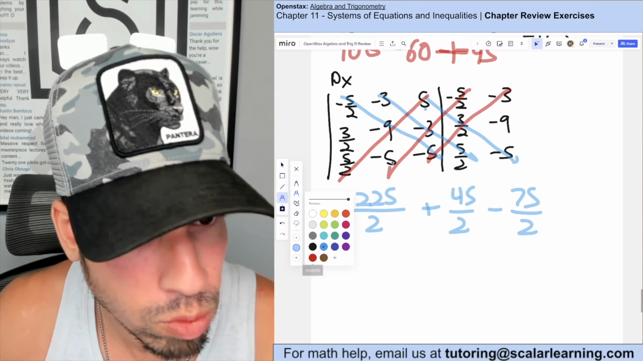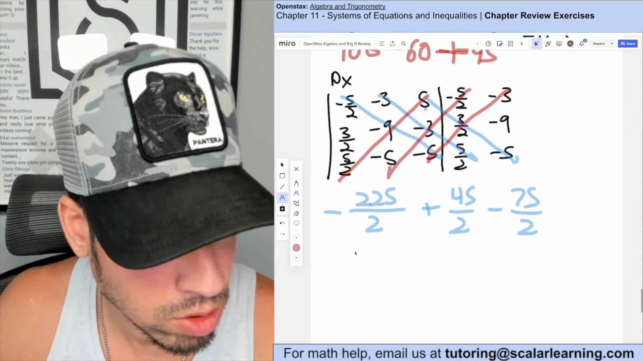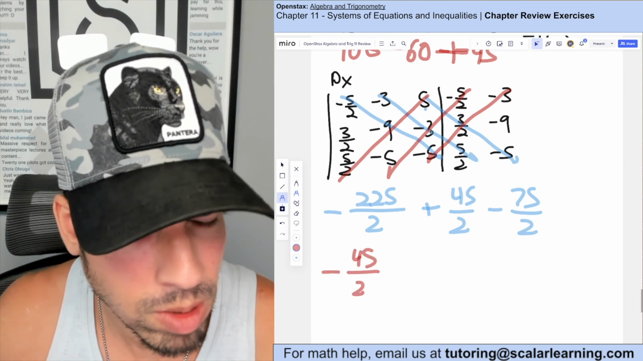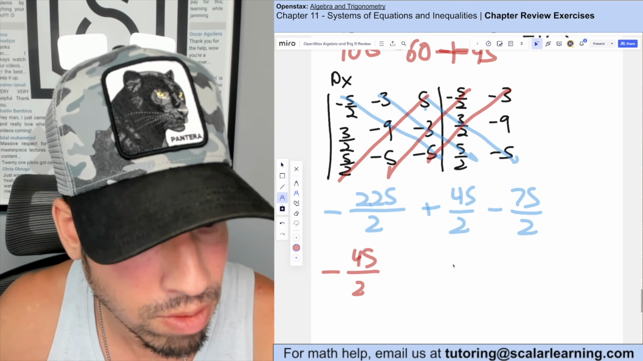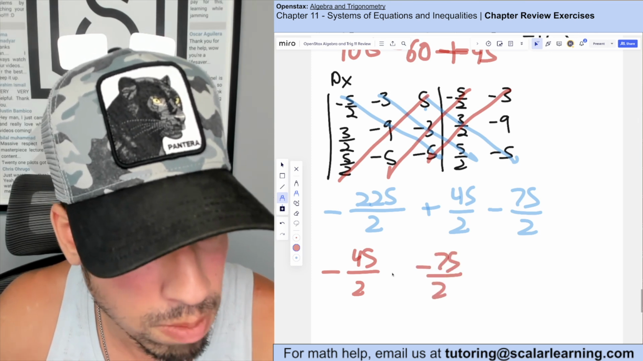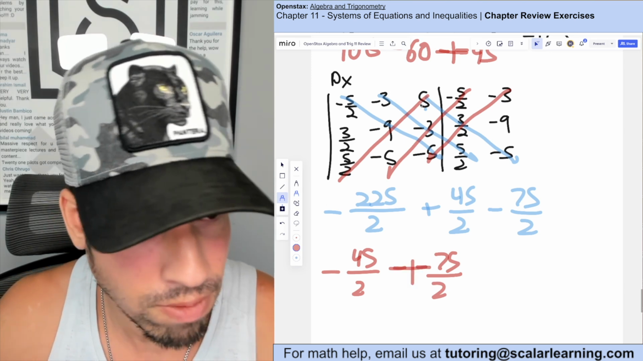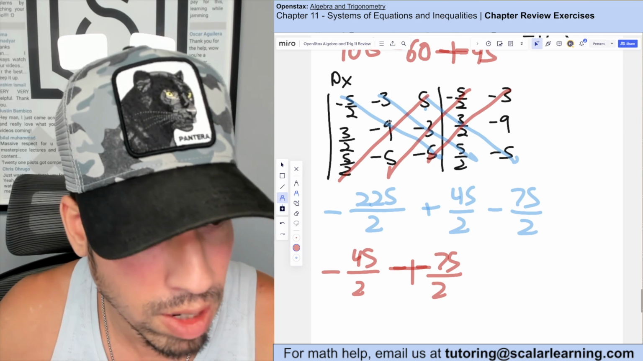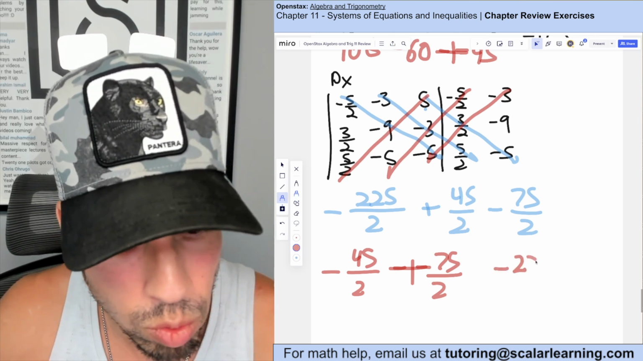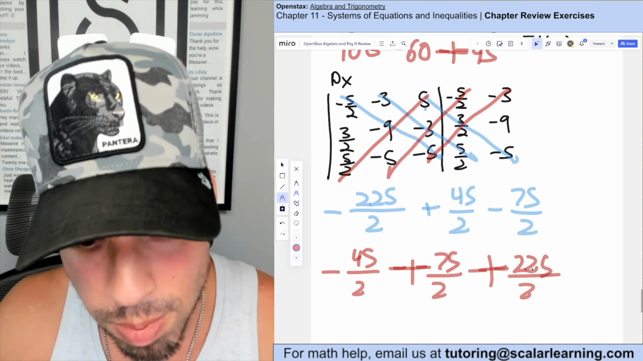Okay, now let's do the reds. So we got negative 3 times negative 5 is 15, times 3 is 45 over 2, but that's negative. Then we got negative 5 times negative 3 is 15, times negative 5 is negative 75 over 2. But again, we're minusing that, so it's going to turn into a plus. And then last but not least, we got 5 times 5, which is 25, times negative 9, which is negative 225 over 2, but we're minusing that, so that's going to turn into a plus because of the double negative.